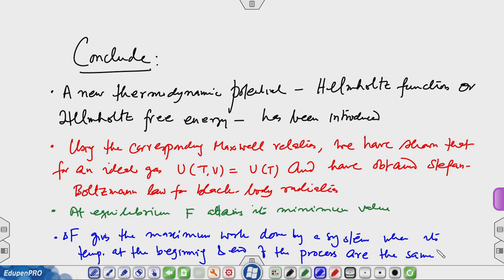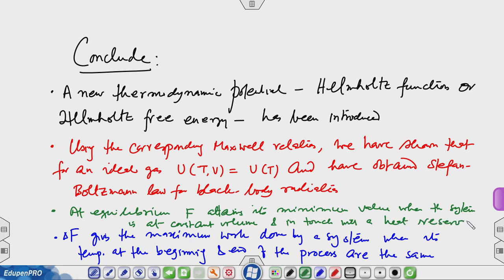Now, the third point, which is written in green: at equilibrium F attains its minimum value when the system is at constant volume and in touch with a heat reservoir. It should be not in touch, in contact.